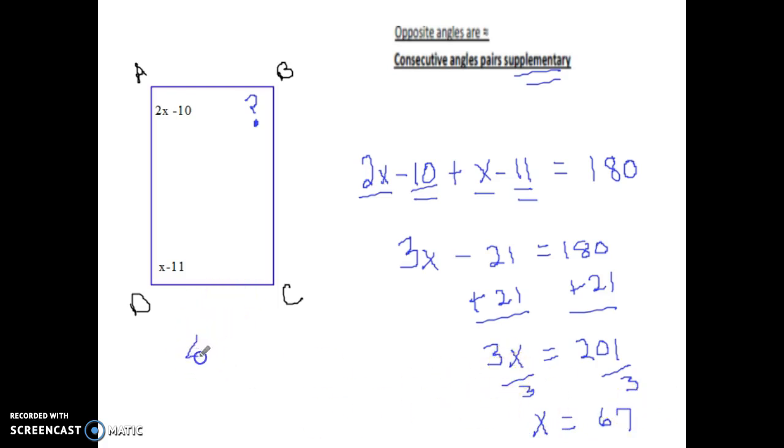Now, angle D is equal to x minus 11. So I'm going to plug in my 67 minus 11. So if I have 67 minus 11, that gives me the measure of angle D is going to equal 56. And I know D and B are the same, so angle B is also equal to 56. So that's how you're going to do number 5.